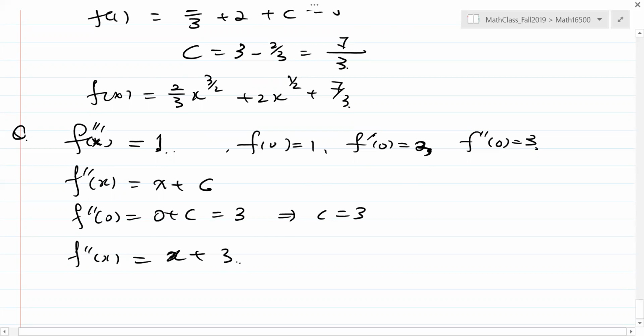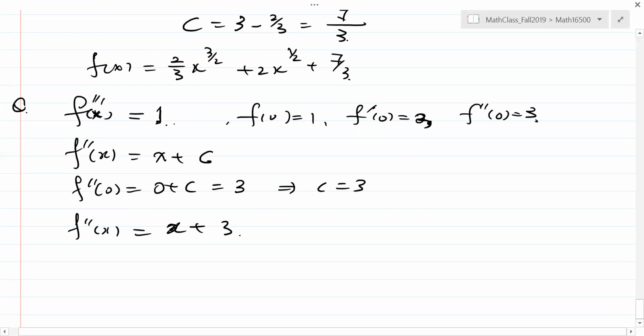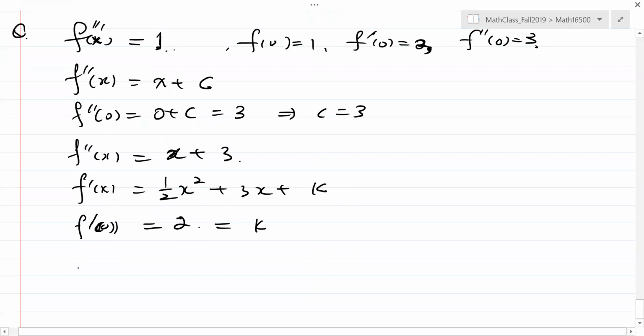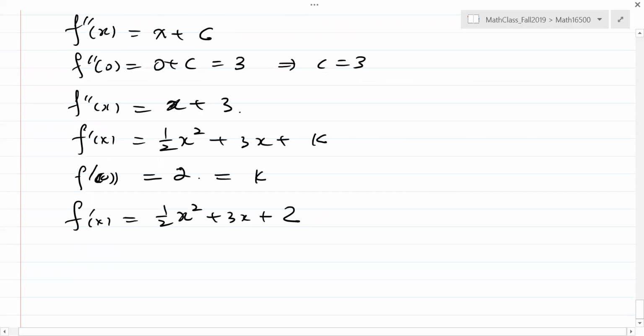Right. Then you find the derivative of the function, which is 1/2 x squared plus 3x plus k. Okay, k is another constant. Then you look at the value when x equals 0. It's going to be 2, right? Which is k. So k should be equal to 2. So the derivative of the function is given by this polynomial.